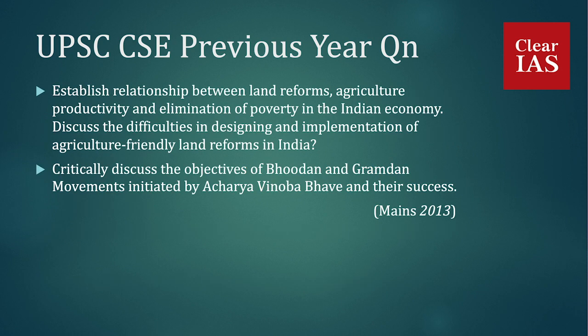When it comes to mains in 2013, there was a question: establish relationship between land reforms, agriculture productivity, and elimination of poverty in the Indian economy. Discuss the difficulties in designing and implementation of agriculture-friendly land reforms in India. Another one was: critically discuss the objectives of Bhoodan and Gramdan movements initiated by Acharya Vinoba Bhave and their success. We have discussed all this in detail.